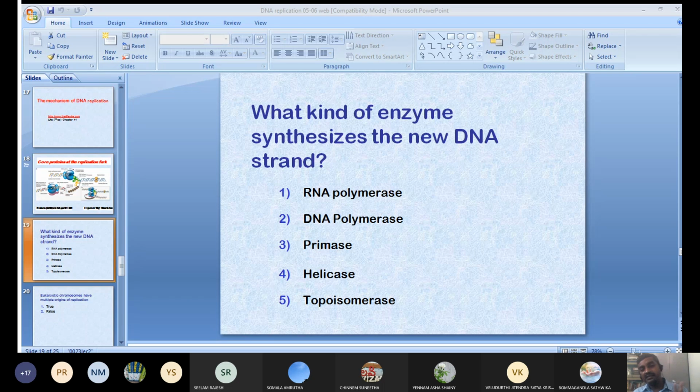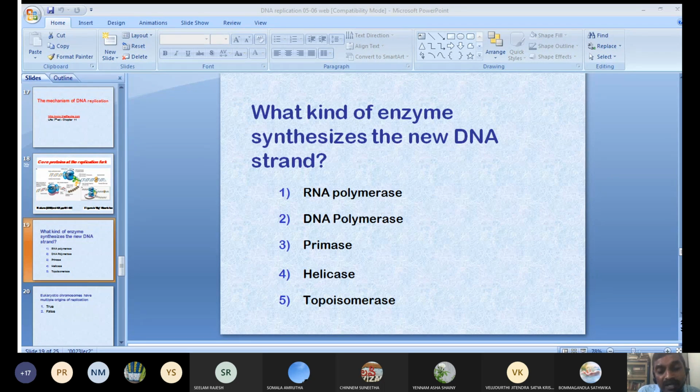Then the primase is an enzyme similar to RNA polymerase. This primase enzyme is always responsible for primer synthesis. And next is helicase. The helicase is the enzyme which unwinds the DNA molecule. So this helical molecule, it unwinds like this, right? That is how the helicase enzyme is useful.